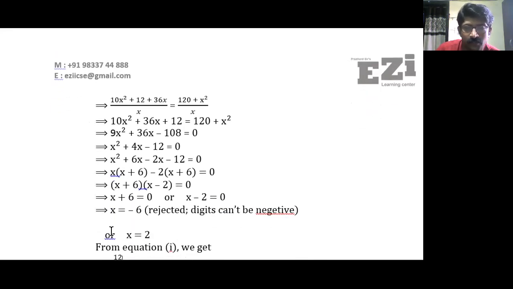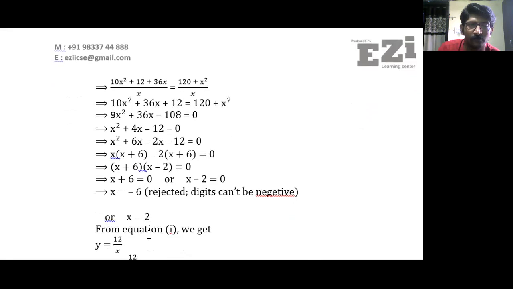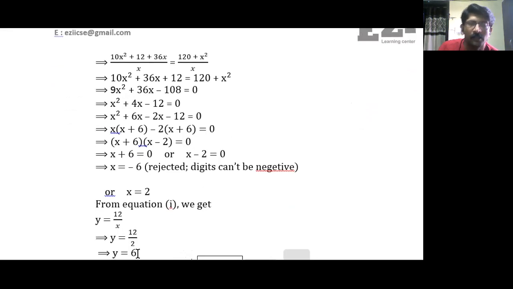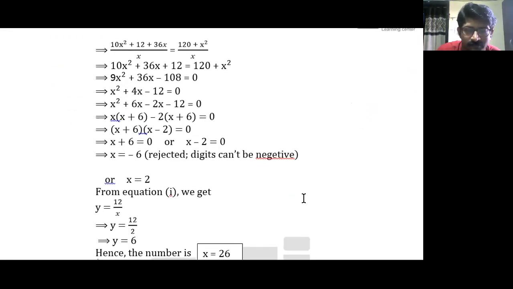From the equation x minus 2 is equal to 0, that means x is equal to 2. I hope you are writing properly. So, from equation 1, we are going to get the value of y. What is y? y was 12 upon x, that means 12 upon 2. y would be 6. So, if x is 2 and y is 6, then what will be the number? 10x, that is 20, plus 6. Therefore, the number is 26.